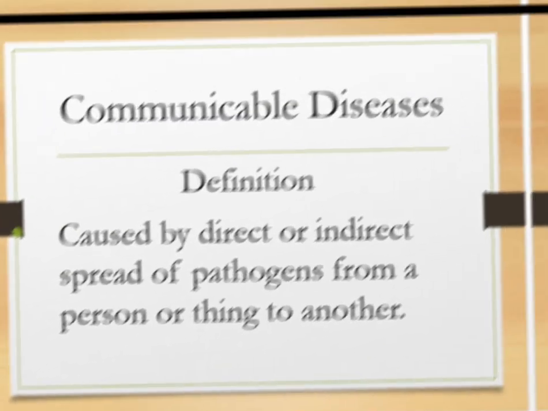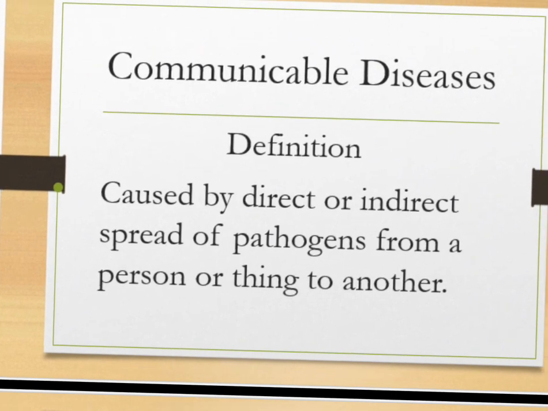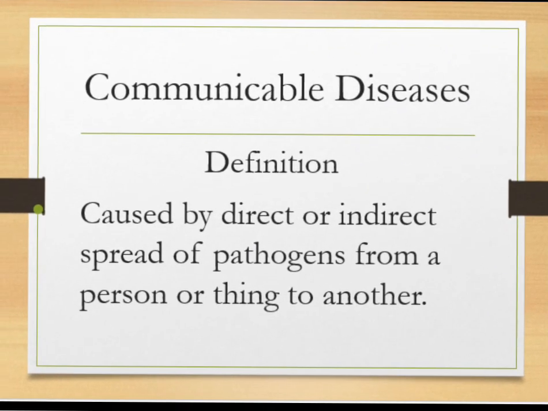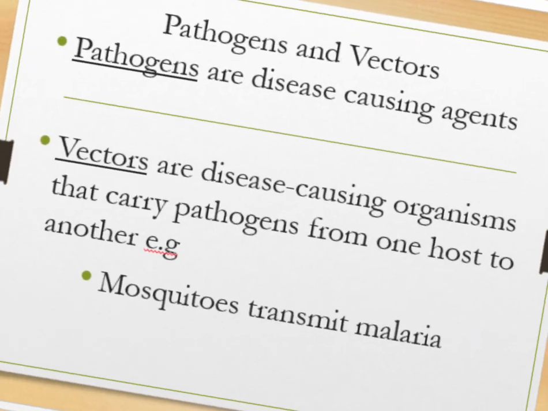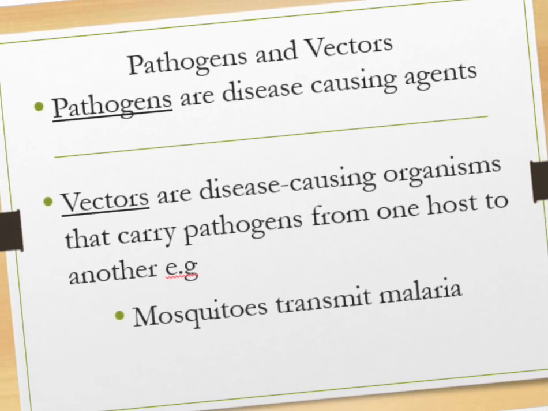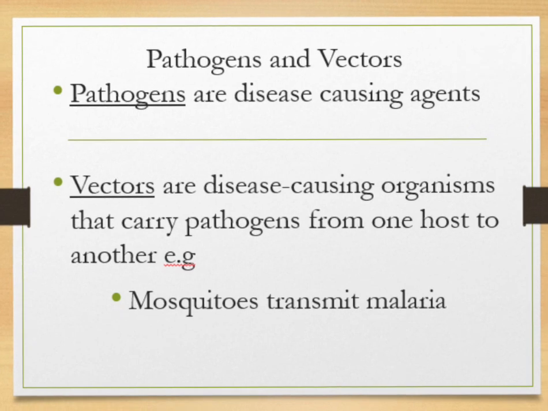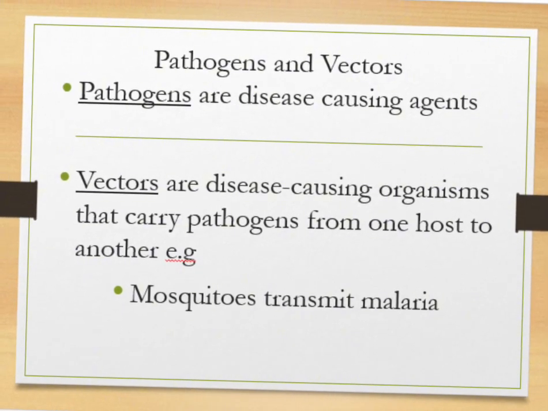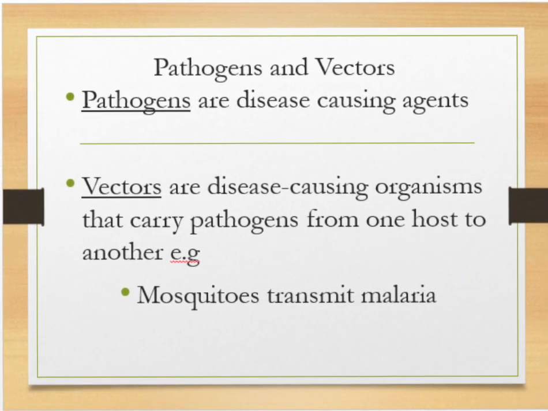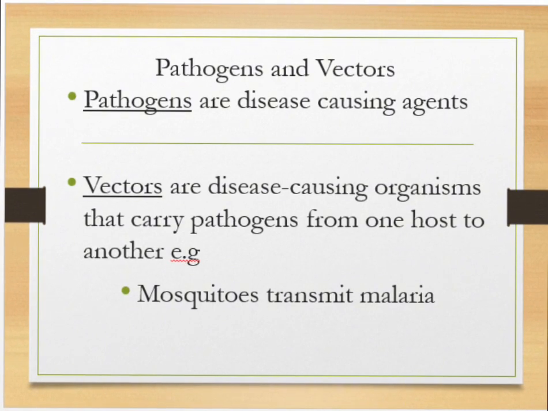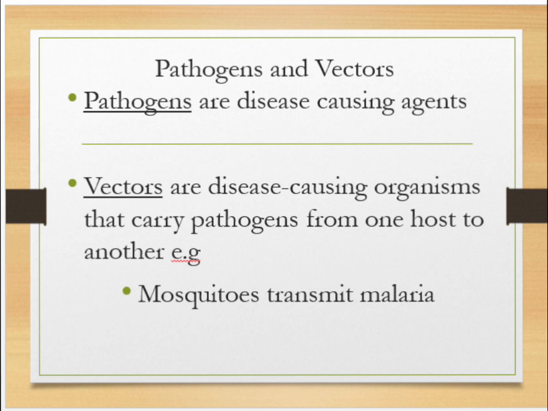Let us move on to communicable diseases. These are caused by direct or indirect spread of pathogens from a person or a thing to another. We want to look at what pathogens and vectors are. When we say pathogens, we mean disease-causing agents such as viruses, bacteria, protozoa, and fungi. And when we say vectors, we mean disease-carrying organisms that carry pathogens from one host to another. For example, mosquitoes transmit malaria.